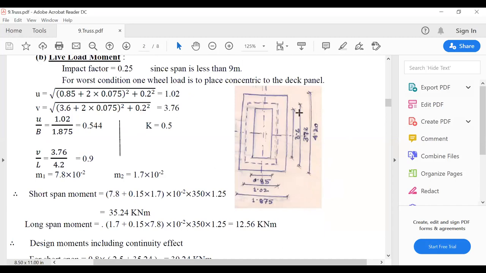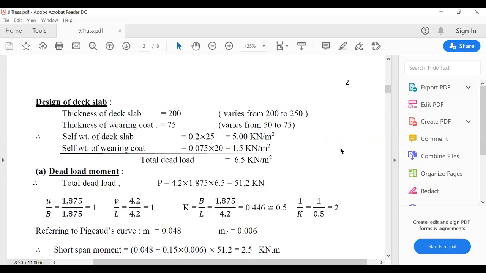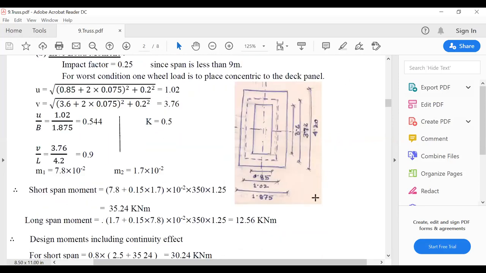Okay, so then for a little time we have to discuss what is the IRC loading. This is IRC AA, right? What is IRC AA loading? You have to understand. Let me go to Google. I don't have the image of the IRC loading right now. Just let me Google it, and then I will show it to you by sharing the screen. It's very easy. I have got it. Let me share the screen once.